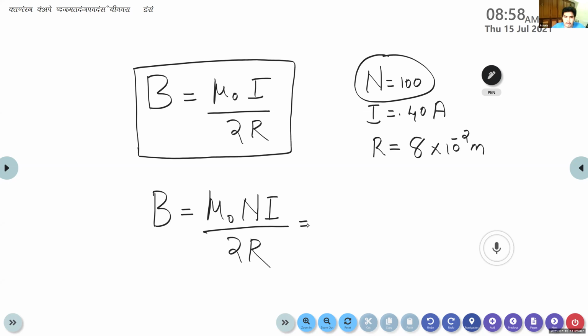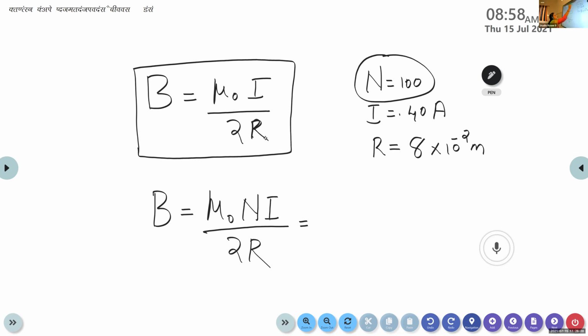Ma'am, here we are taking the length of the loop as the circumference, right? Yes, so we'll have to take 2 pi r. But here this r is the radius. Where are you taking the length? Okay.